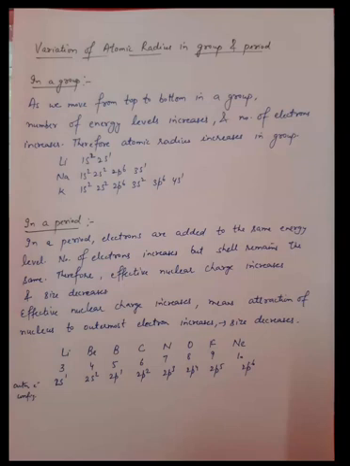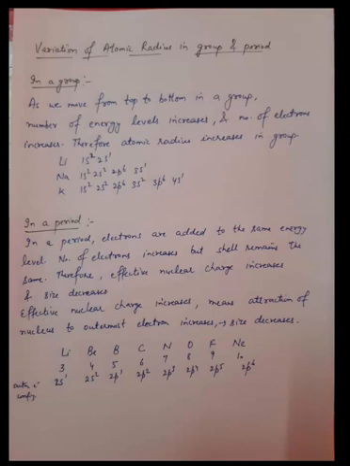In a group, as we move from top to bottom, the number of electrons increases and the number of shells also increases. You can see lithium 2s1, sodium 3s1, potassium 4s1. As the number of electrons increases, the number of shells also increases. So atomic radius increases in a group. You can say size increases in a group.